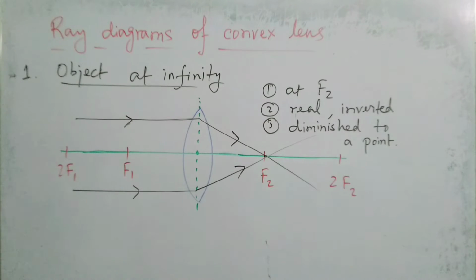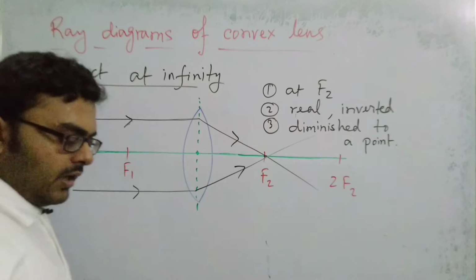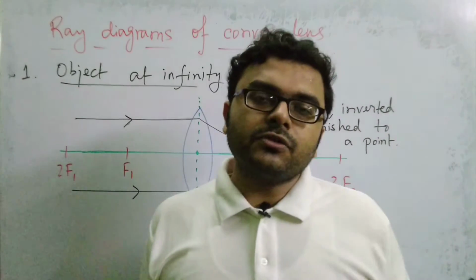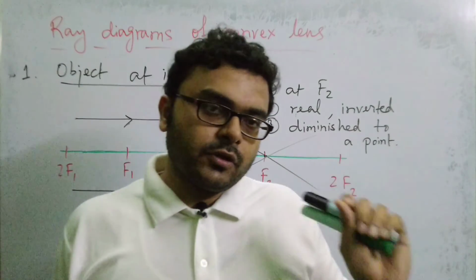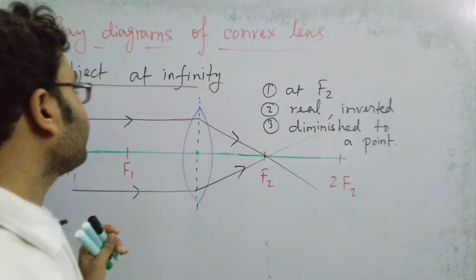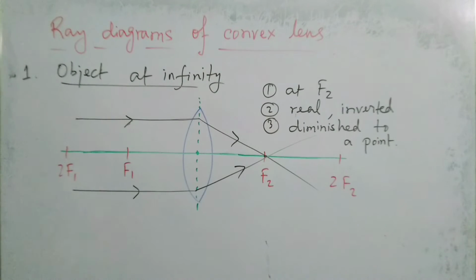I think the diagram is clear. I will be separately giving you some points on how to draw these ray diagrams exactly. I will talk about that later on. First, let us just go through the diagrams roughly. So this is the diagram. I think it is clear. Now coming to the second diagram.